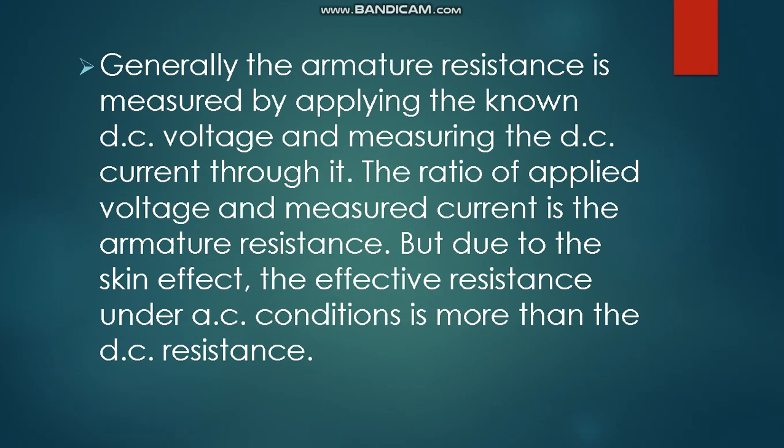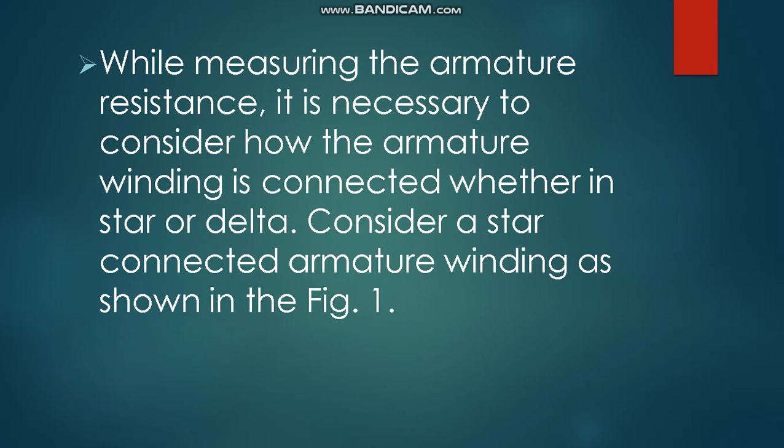Generally, the armature resistance is measured by applying a known DC voltage and measuring the DC current through it. The ratio of applied voltage and measured current is the armature resistance, but due to the skin effect, the effective resistance under AC conditions is more than the DC resistance. While measuring the armature resistance, it is necessary to consider how the armature winding is connected, whether in star or delta.